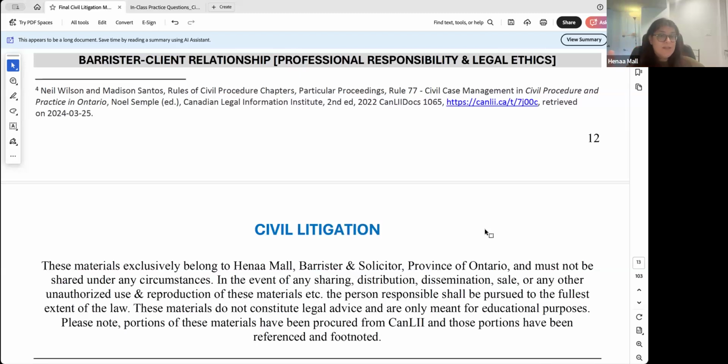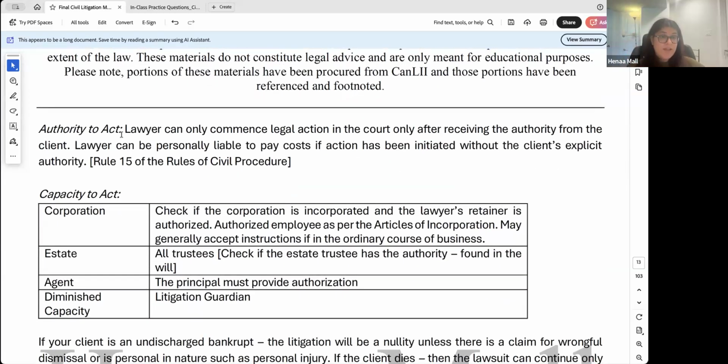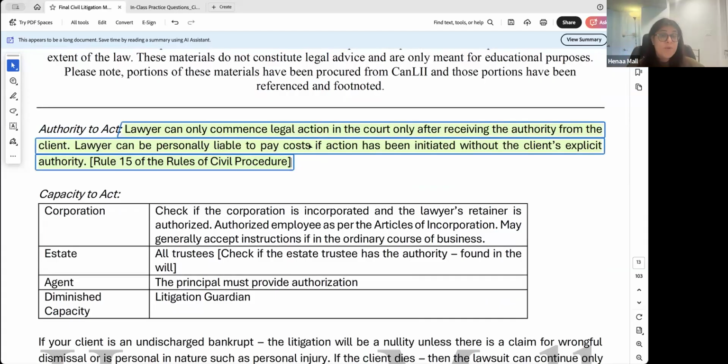Now let's look at the PR aspect. I said there is no way you can study something without attaching it to PR. The first thing you have to check is, do you even have the authority to start a civil action against the person? If you do that without authority, you are personally liable to pay costs. So you need the client's explicit authority to proceed, which means we are looking at a signed retainer or an engagement letter.